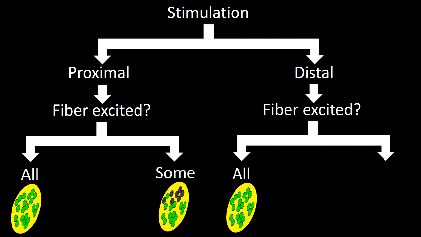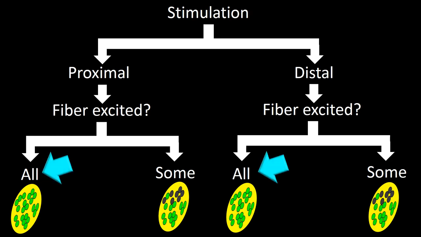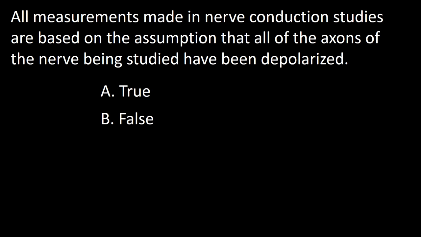But at times, this may not be the case. That is, the supramaximal stimulation may not excite all the axons in a nerve. At times, during proximal stimulation, only some axons are excited. This is represented in this frame by some of the small circles inside the yellow structure being gray. And the same can be said about distal stimulation. Stimulation of some but not all fibers in a nerve can lead to wrong conclusions. So, in properly performed nerve conduction studies, proximal and distal stimulation involves all fibers. So, the answer to this question is A, true.